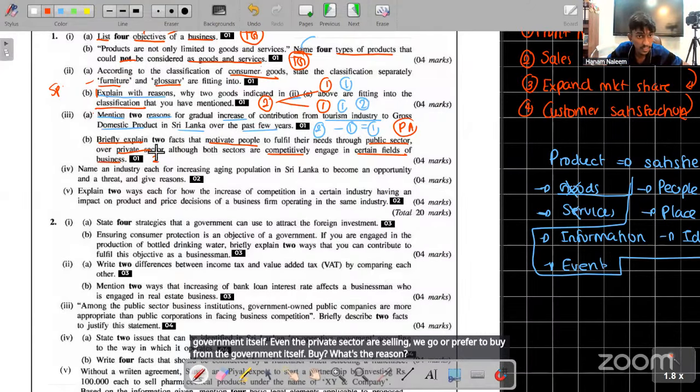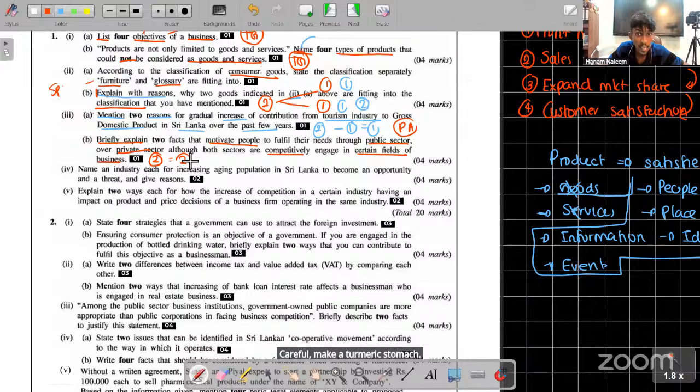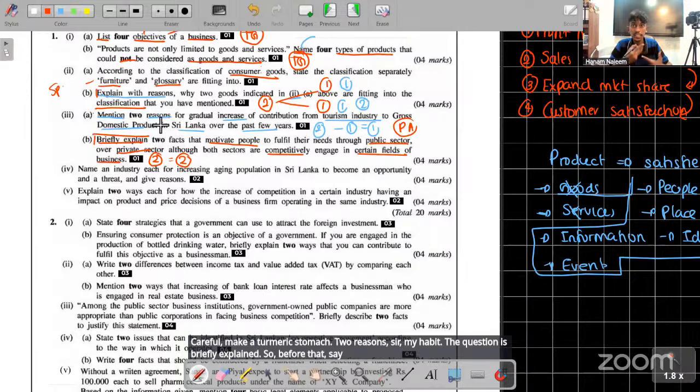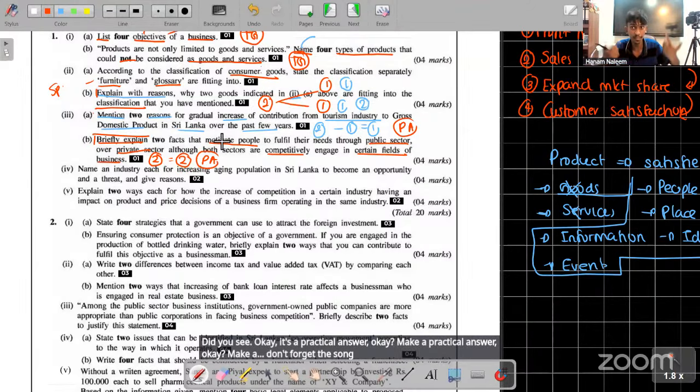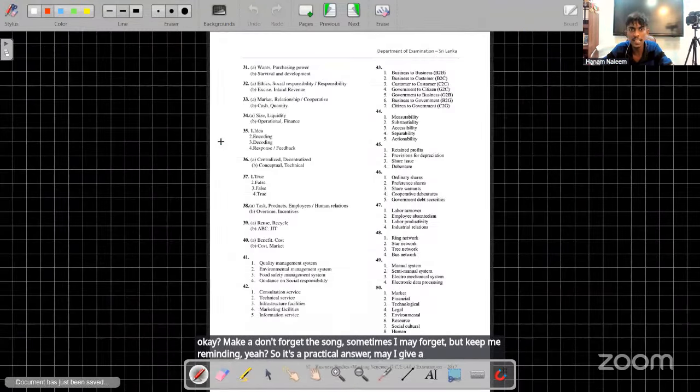So careful. It's 2 marks, so 2 reasons only. The question says briefly explain. So before that, tell me: teacher's guide, the case study, the practical answer. Okay, it's a practical answer. Make a practical answer. Don't forget this. Sometimes I may forget, but keep reminding me. So it's a practical answer. Make a practical answer.